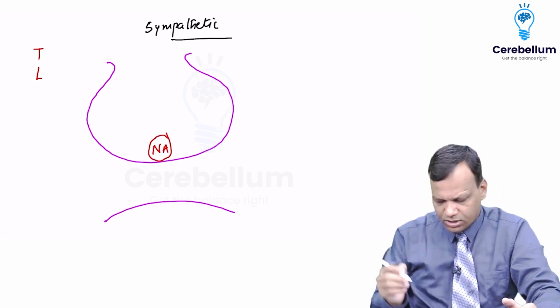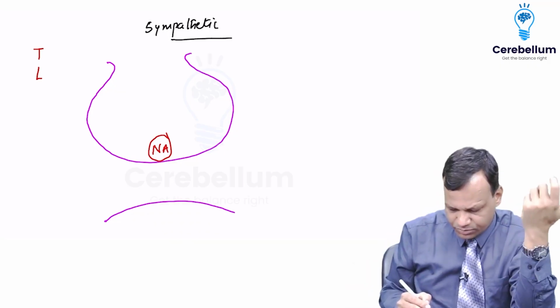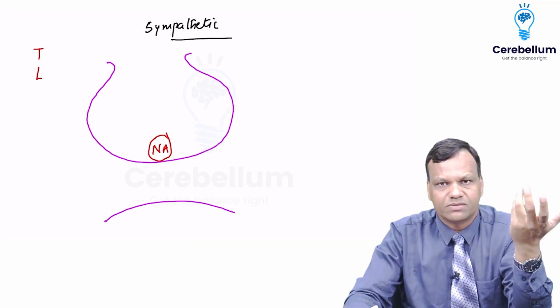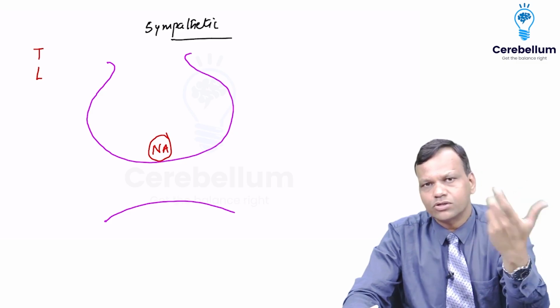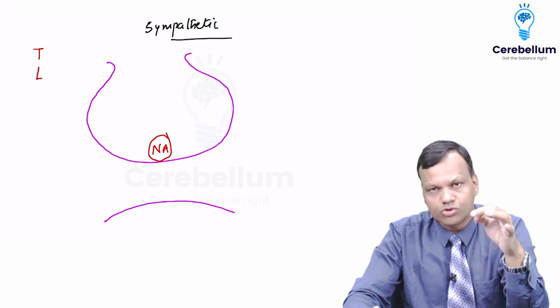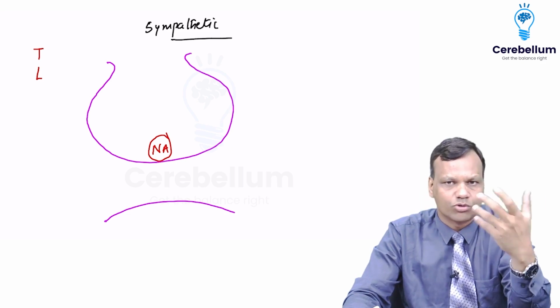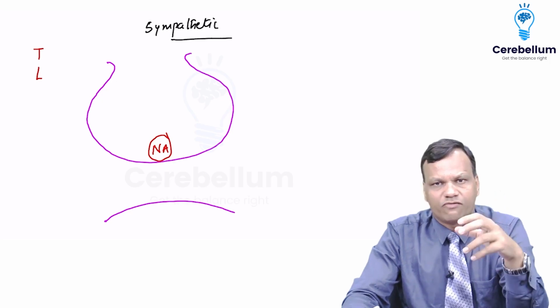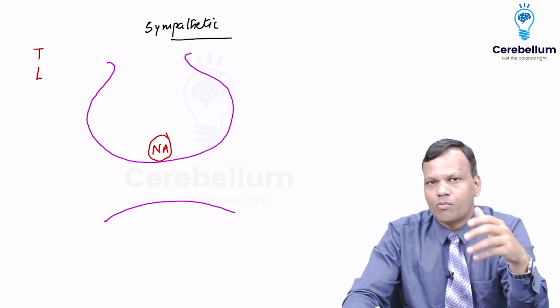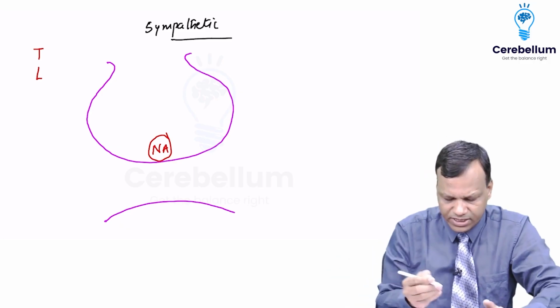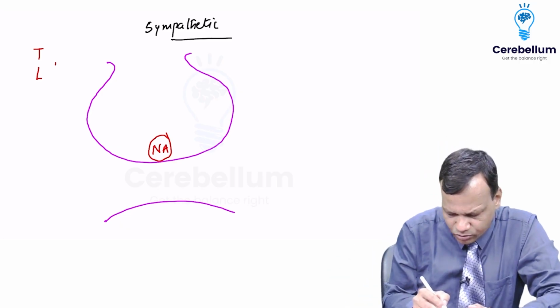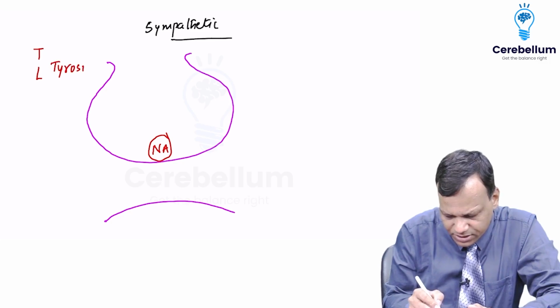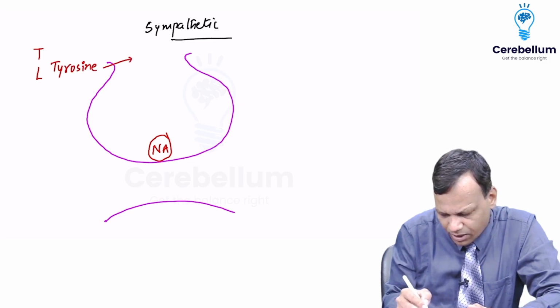The question is where this noradrenaline comes from. We discussed the same question in the parasympathetic system also, and the answer is the same. Noradrenaline is produced by this neuron. Remember, it is a neurotransmitter, so it has to be synthesized in the neuron. But for synthesis, we can take raw material from outside. And what is the raw material here? Yes, it is tyrosine. So the first step is that tyrosine is taken from outside.